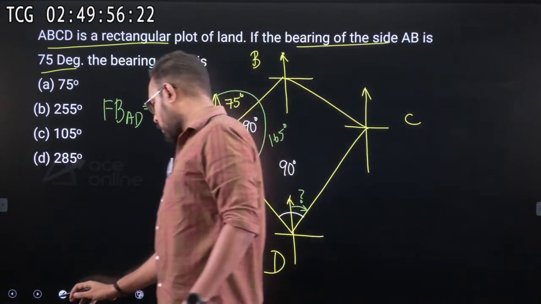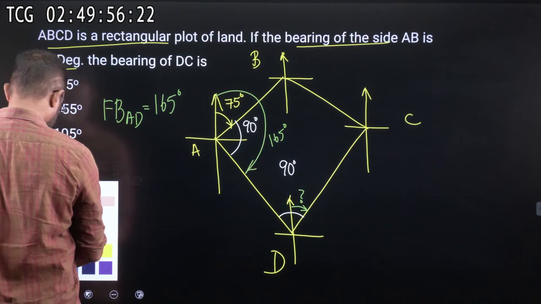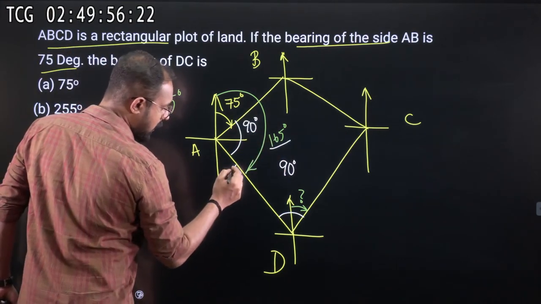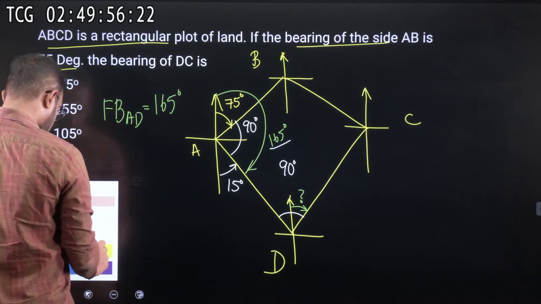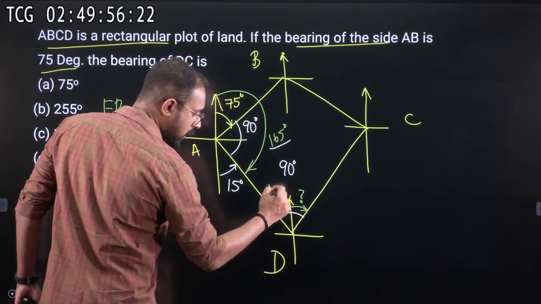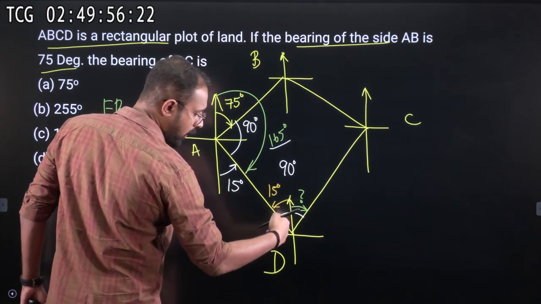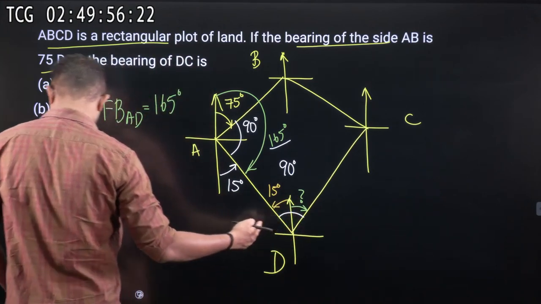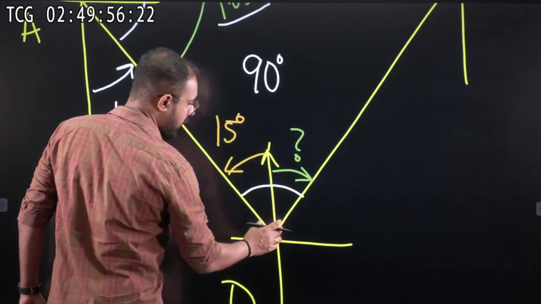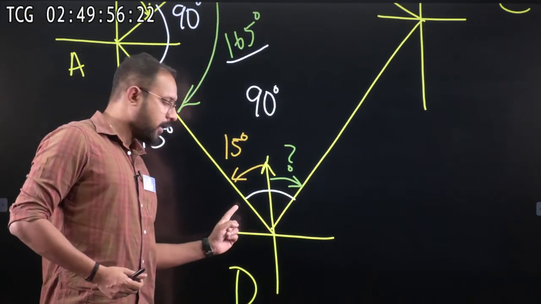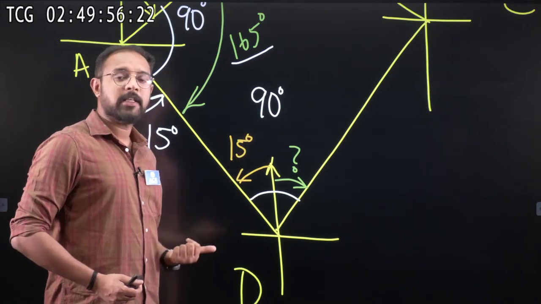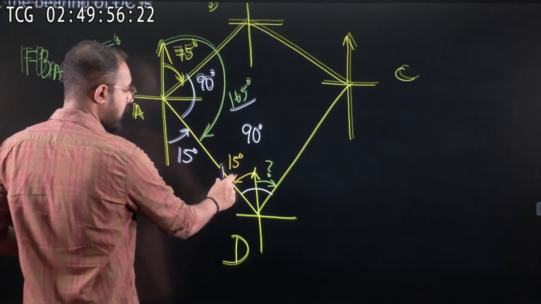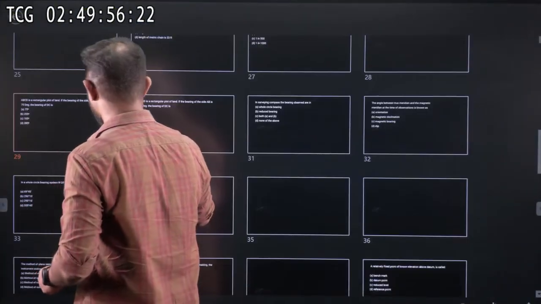So the full angle is 165 degrees. Now we will use our logic here, just basic common sense is required. If this entire angle is 165 degrees, what is this remaining angle here? It has to be 15 degrees. So if this is 15 degrees, this angle here is also equal to 15 degrees. This entire angle is 90, and this much angle is 15. Then what is this remaining angle? 90 minus 15. What is 90 minus 15? 75 degrees. That is the answer. So the answer is 75 degrees.